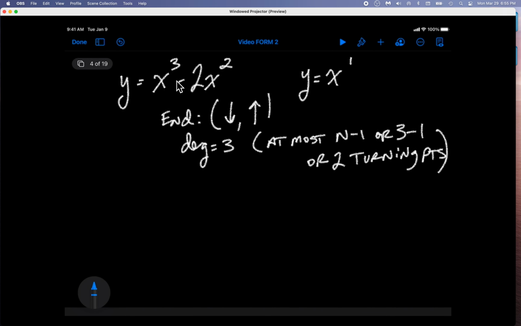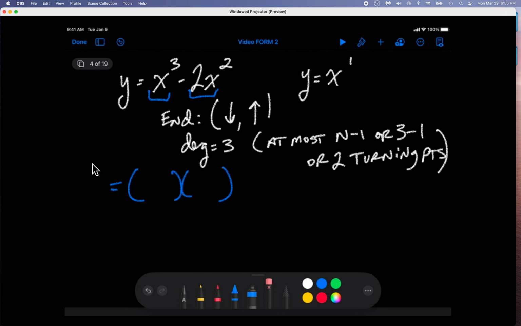They're terms because they're separated by a plus or a minus sign. This is a term. And what we do is we try to create factors. Factors are two entities that are multiplied by each other. A term has a plus or a minus between it. So how do we do that? Most of the time it involves taking out the greatest common factor.